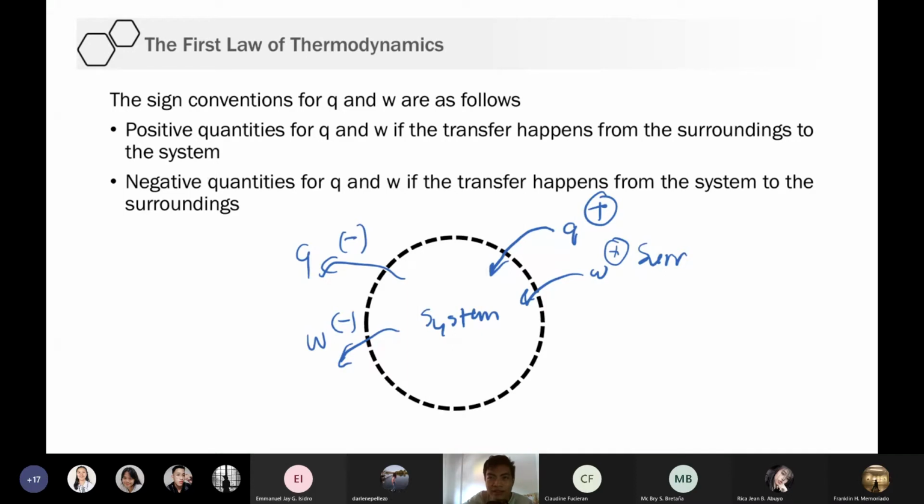Yung kape, naglabas siya ng heat. Negative yung heat doon, no? Okay? So, negative yung Q na value na yun, pag yung system yung naglalabas ng init. Okay? So, negative yun. Okay?